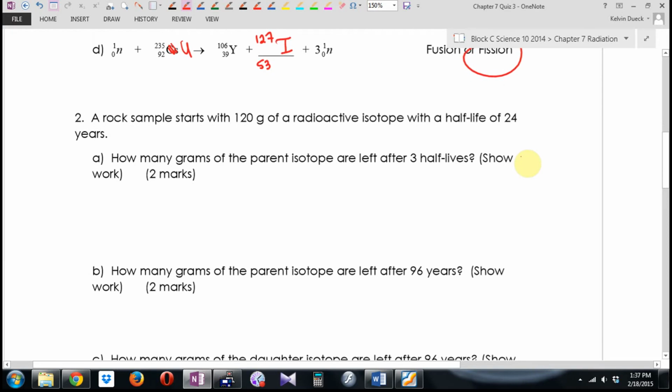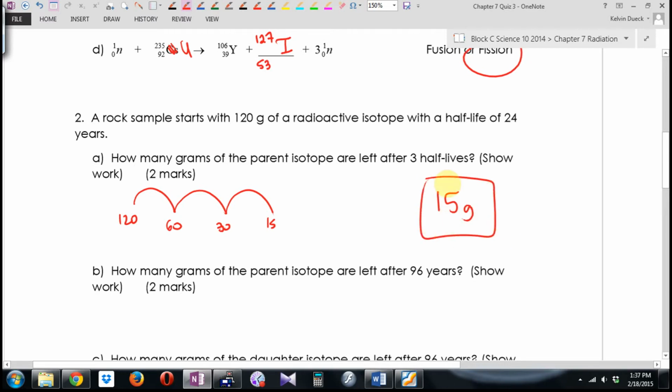Half-life questions. What I tried to teach you is when you're doing half-life, go loopy. So this asks how many grams are left after 3 half-lives. It's going to look like this: 1, 2, 3 half-lives. We're starting with 120 grams. 1 half-life will be how much left over? 60, then 30, then, hey, if you're good at your dividing and timesing by 2, you might be able to do this without a calculator. 15 grams. 2 marks.